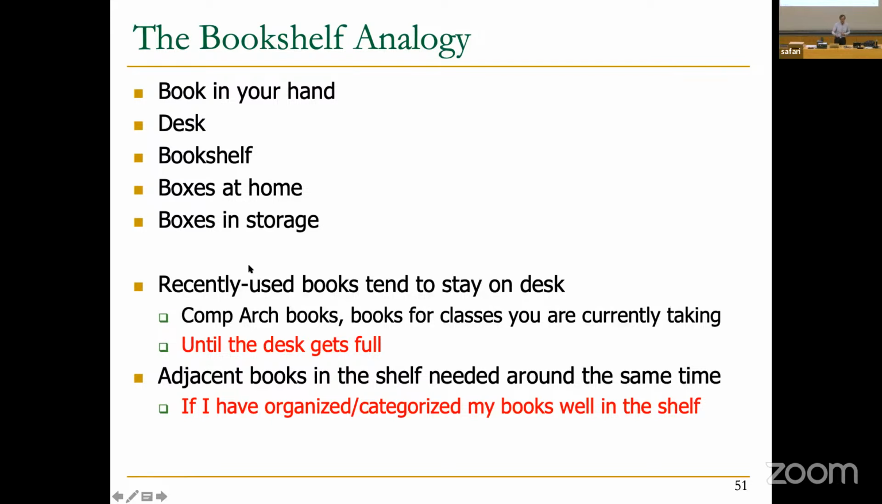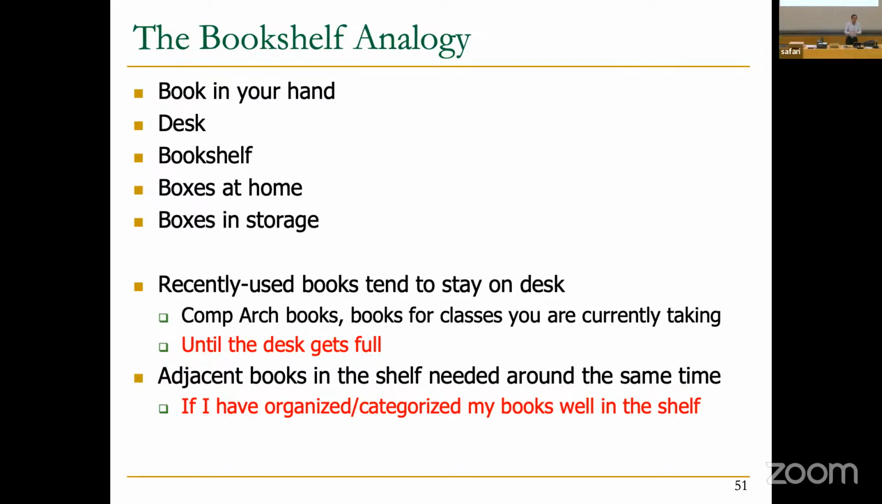And then the question is, what is spatial locality? Well, spatial locality in this particular analogy is that adjacent books in the shelf may be needed around the same time, right? Because they may be on a particular topic. Let's say all of your computer architecture books are nicely organized together, such that, oh, I want to look at this topic in this book. You look at it, and then I want to look at the same topic in the next book to see how they've described it.